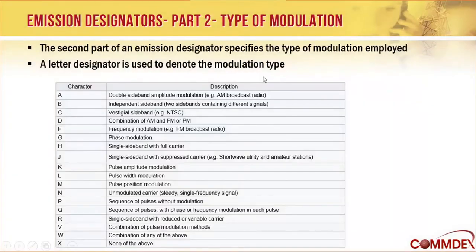The second part of an emission designator has to do with the type of modulation. There are letter characters from A through X that will describe the different types of modulation. If you look on the list, you'll see everything from single sideband to TV, AM or FM, frequency modulation, phase modulation, pulse amplitude modulation, pulse width modulation, pulse position modulation, all kinds. And there are probably some that don't even fit these criteria, and we give them an X for none of the above.